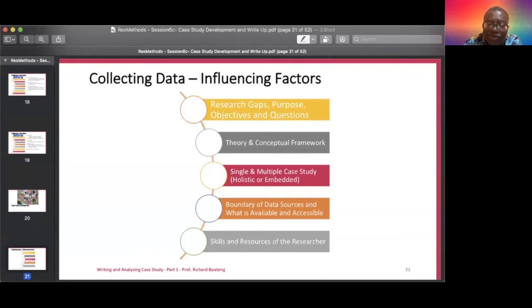And then the boundary and sources of data. What is available and what is accessible? Let me explain that one briefly. Then the skills and resources of the researcher. The skill set of the researcher: can you do this type of interview? Then the resources: do you even have the time to do this extensive review?